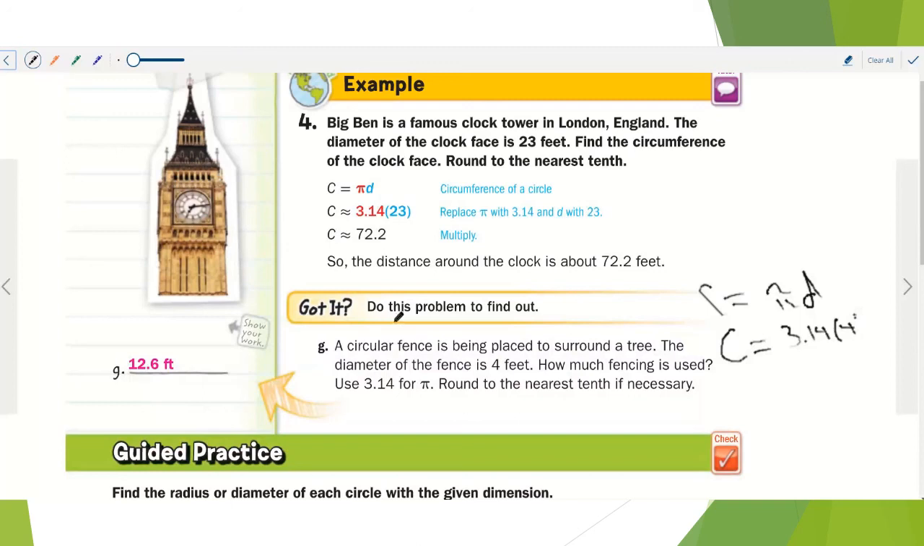You can go ahead and take a look at the practice problems that I have in this PowerPoint and check your answers when you are finished.